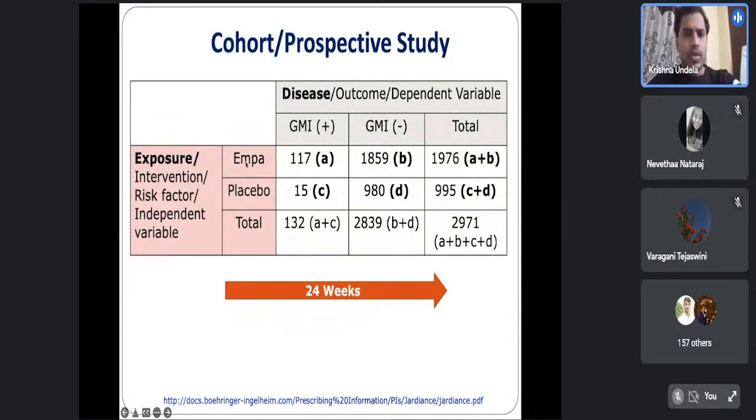That's what is there on the left side. And on the right side, we are going to have the information on the disease outcome. We can also call it a dependent variable, because the outcome depends upon the exposure. And here we have the information on genital mycotic infection, positive and negative. Just note down these numbers and then I can explain to you.